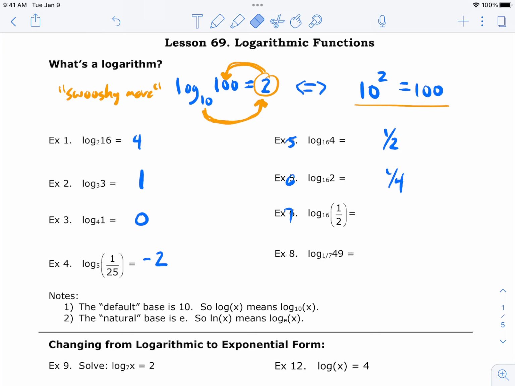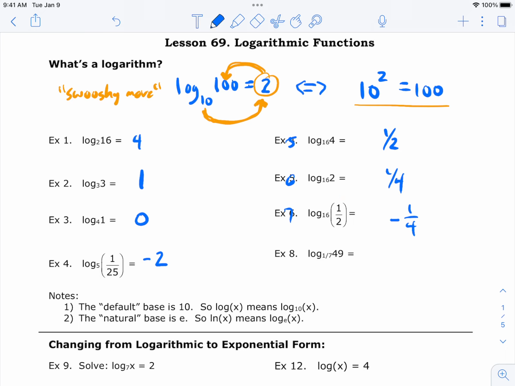16 to what power is going to give me a half? Well, we figured out that if we took the 1/4 root, we would get 2. But we don't want 2. We want 1 over 2. We want it flipped. And so the exponent should be a negative 1/4. So log base 16 of a half is negative 1/4. Kind of funky, right?